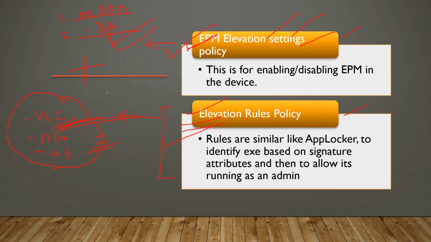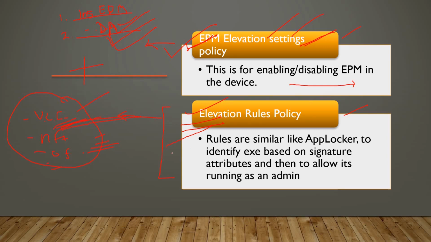However, whenever any other application outside of the applications that are there in the elevation rule policy is launched by the end user, it is not launched as an admin. It is launched as a standard user. So when we do the demo, we will understand what exactly the end device behavior is. But this is what elevation setting and elevation rule is all about. Elevation setting is enabling EPM and setting up a default rule in the device. The default rule governs what is going to be the behavior when the standard user tries to run any application.